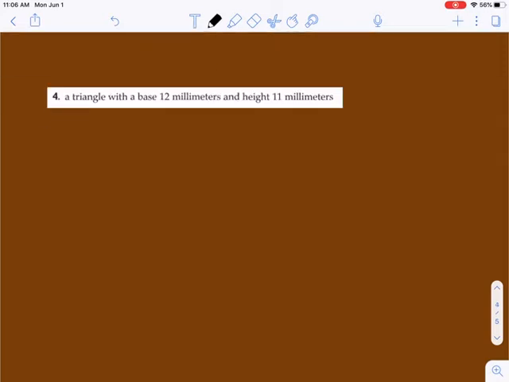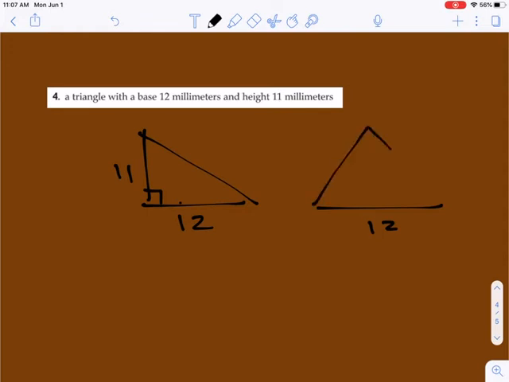All right, triangle with a base 12 millimeters and a height 11 meters. So this could look a bunch of different ways. It could look like this, right? That could be my triangle. My triangle could also look like this, where that's my height. Could look a bunch of different ways. So it's not so important how that looks.